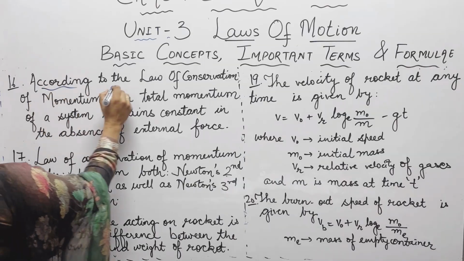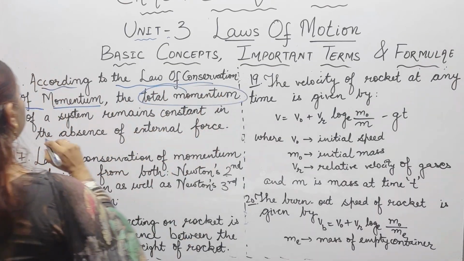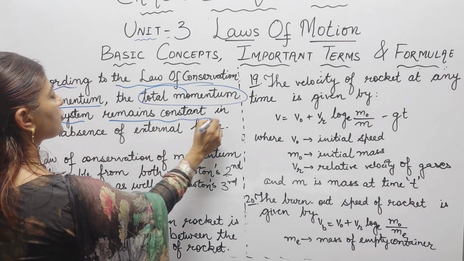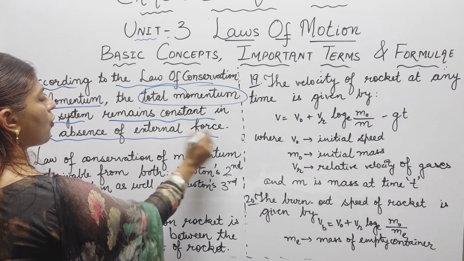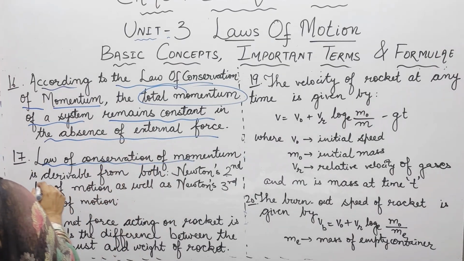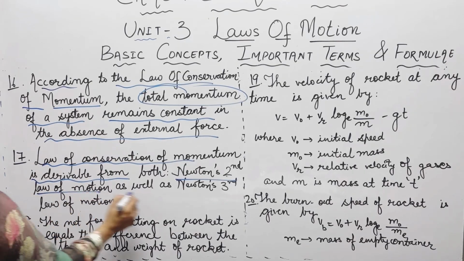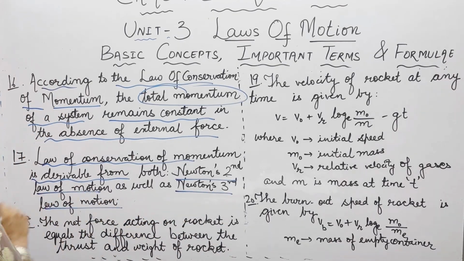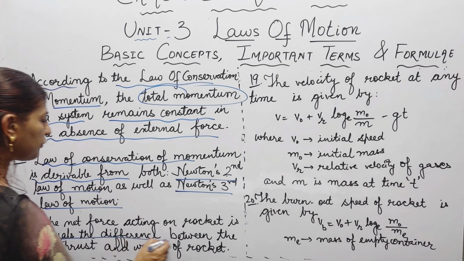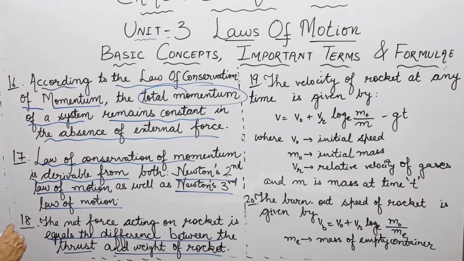According to the law of conservation of momentum, the total momentum of a system remains constant in the absence of external force. Next, the law of conservation of momentum is derivable from both Newton's second law of motion as well as Newton's third law of motion. The next point is about the rocket. The net force acting on the rocket is equal to the difference between the thrust and the weight of the rocket.